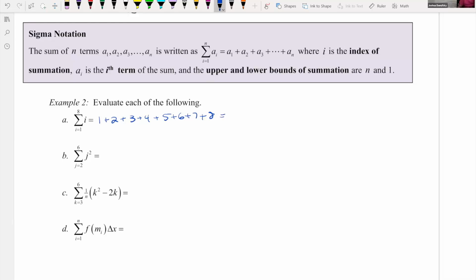And adding those up, we should get 36, I think. Okay, so that's how we use sigma notation.